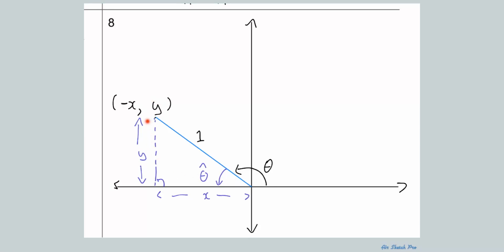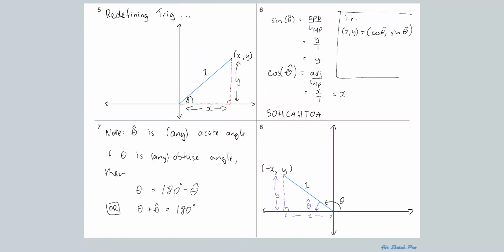Now if I zoom back and have a look at it, the y value here, the length from the x-axis up to the end of that unit length line, must be the same as the length here. Because theta hat is here and theta hat is here. It's the same triangle, just flipped over the y-axis. However, the x-coordinate is different. The length is still x, the distance from the origin to the right angle is still x, but because I've gone backwards, the coordinate is negative.